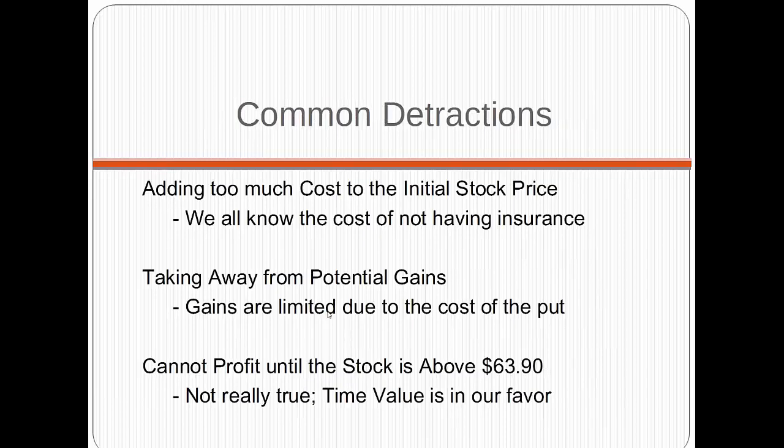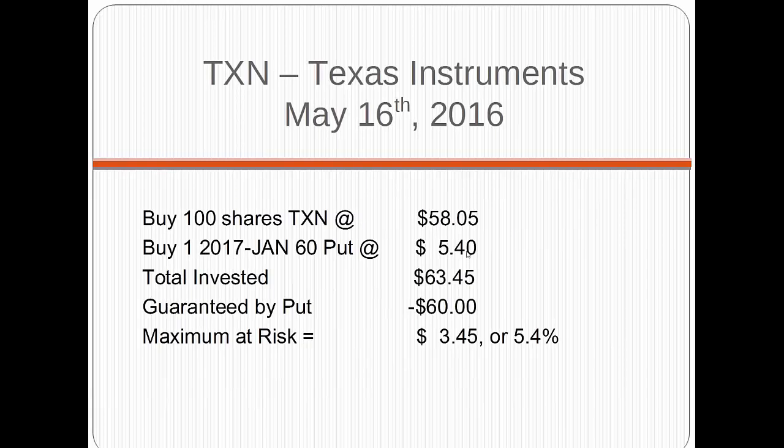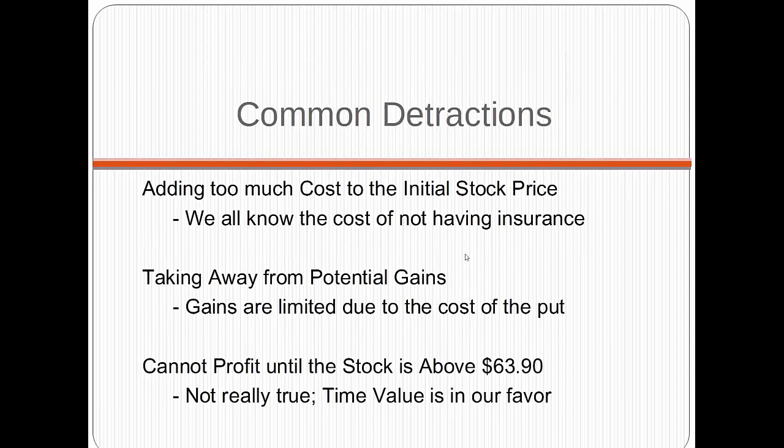All right, let me go back one slide. What are the common detractions of this position? Well, they're obvious, and you've already probably thought of them, and you've already probably asked them of yourself. Number 1, I'm adding too much cost to the initial stock price. Why would I add that extra $5.40 to a position trading at 58, so my break even is now 63.45? Well, because we all know the cost of not having insurance.